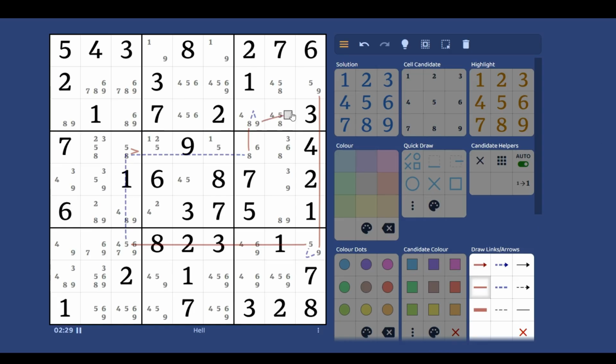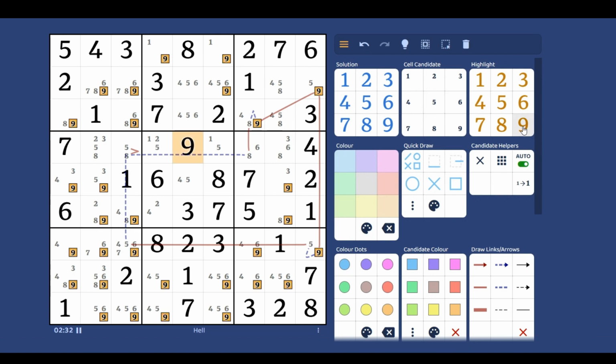These two 9s are strongly linked. So we could see here that this 9 is at our discontinuity. And therefore, since it is between two strong links, it must be true. And let's go ahead and prove this with a Nishio forcing chain. If we were to assume this 9 was false, then this 9 would be true.